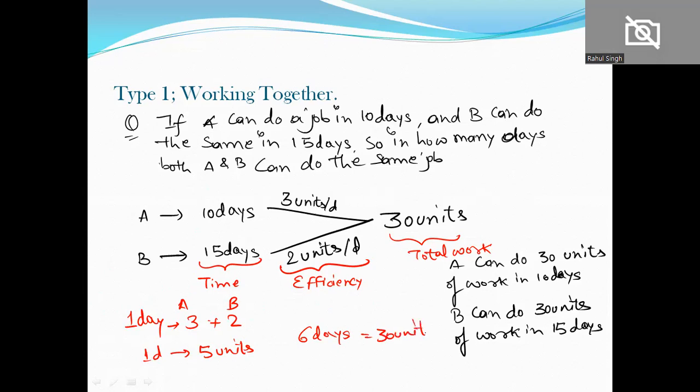Alright, you can apply a formula also here. The formula is total work equals efficiency multiplied by time. So if total work was 30 units and efficiency was 3 plus 2, 5 units, and we need to figure out time, if I divide this, I'll get 6. So 6 days. So that's our answer.